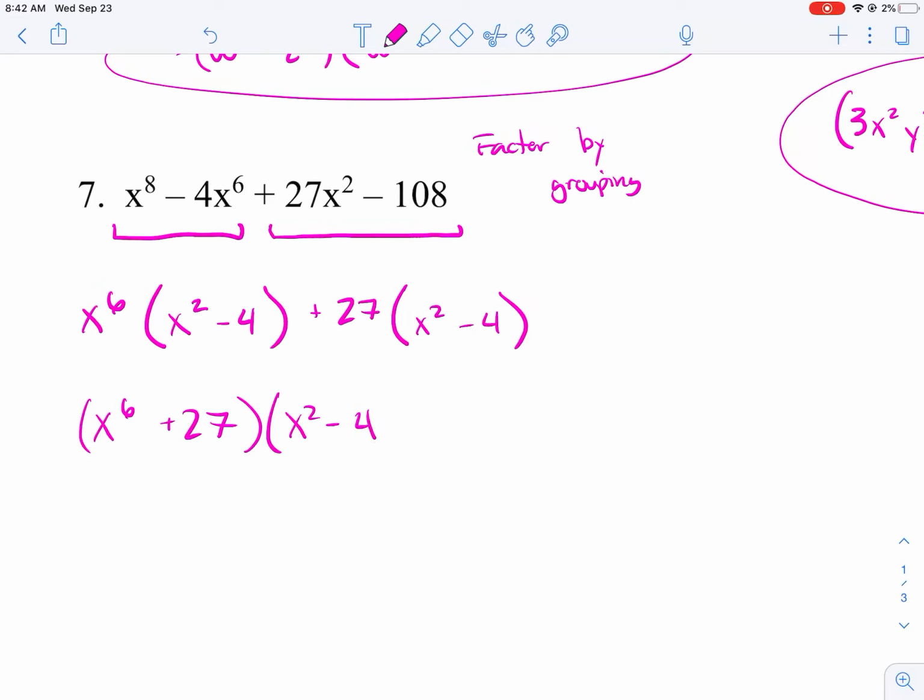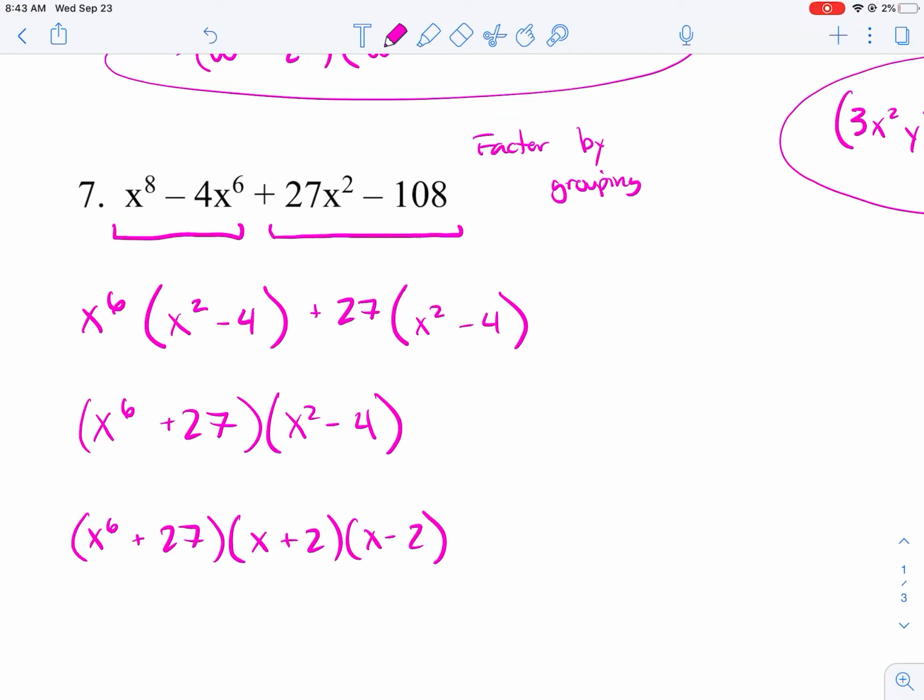Times x squared minus 4. Now some of you are thinking, God, I hope this is done. Some of you might be jumping out of your seat. There's a couple things we got going on here. First thing I'm noticing, we have a DOTS problem right here, difference of two squares. So let's take care of that guy first. So the difference of two squares, we're going to go (x to the 6th plus 27), (x plus 2)(x minus 2), right? This is the difference of two squares problem. Hope you guys remember that expression.